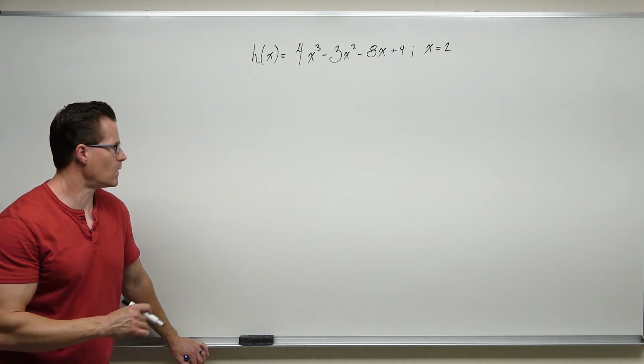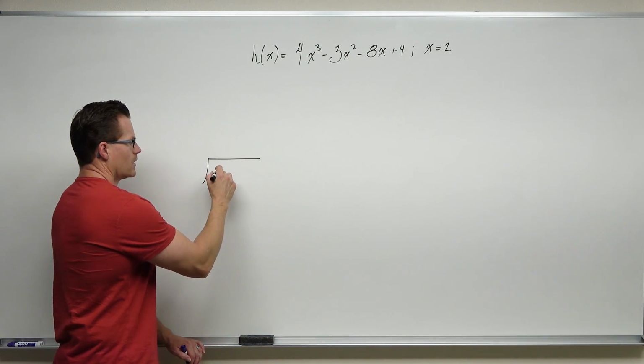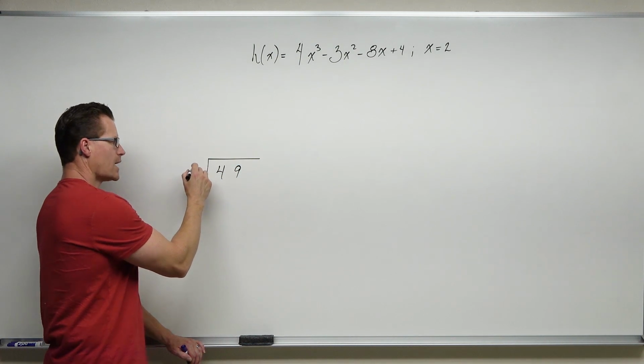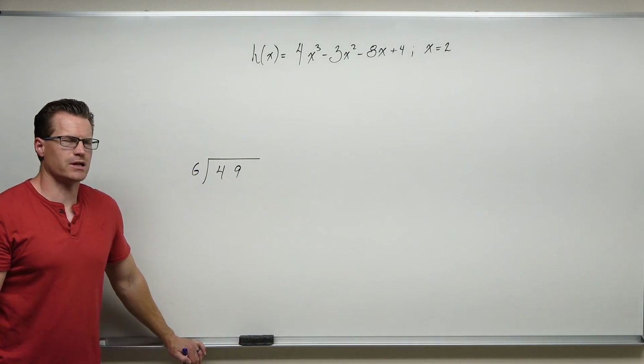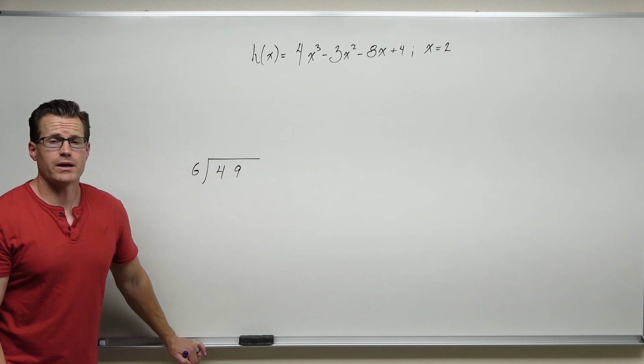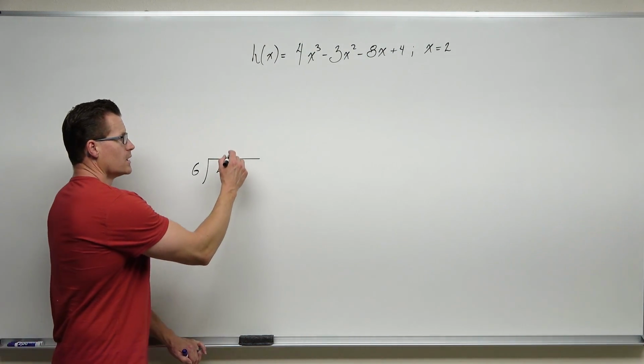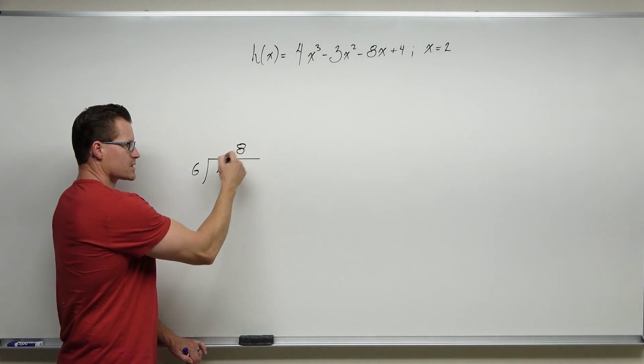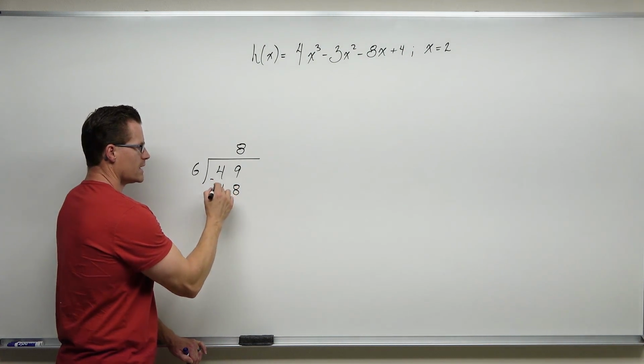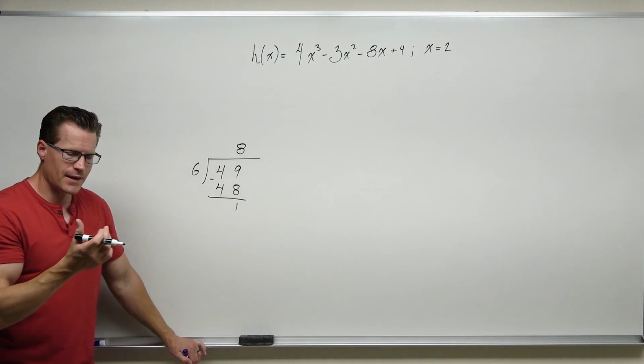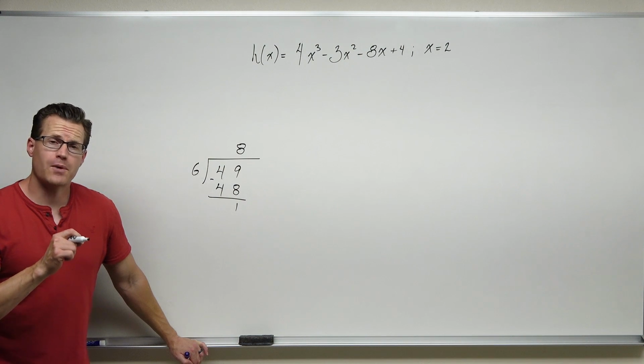I want to bring it back a long time ago. What happens if you were to divide 49 by 6? You go, well, it doesn't divide. You're right, you're going to get a remainder of 1 actually. So 6 goes into 49 8 times. If you multiply, you get 48, and if you subtract, you get 1.